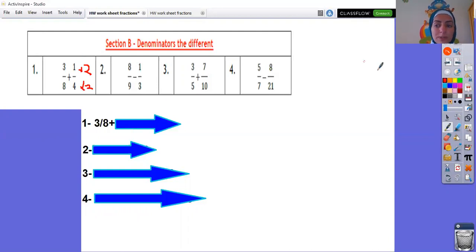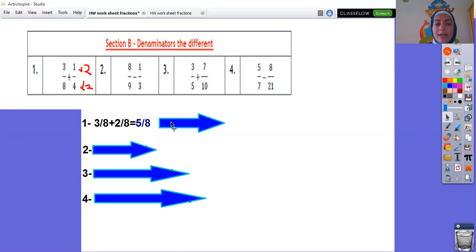1 times 2 equals what, Miss Lobna? 1 times 2 equals 2. And 2 times 4 is 8. So now I have 3/8 and 2/8. Can I add them? Yes, it's like the previous page. So 3/8 plus 2/8 equals 5/8. The same idea in question number 2.